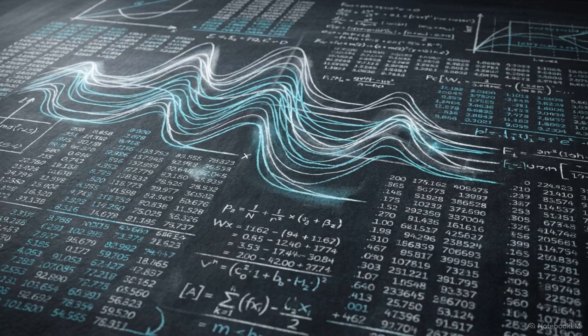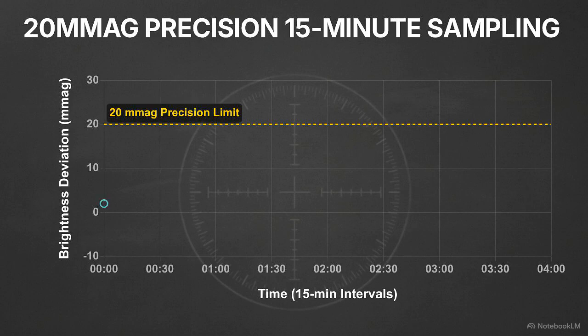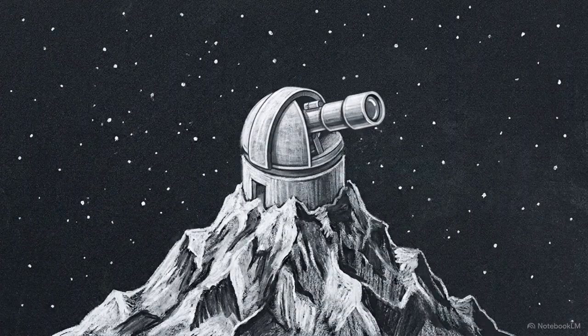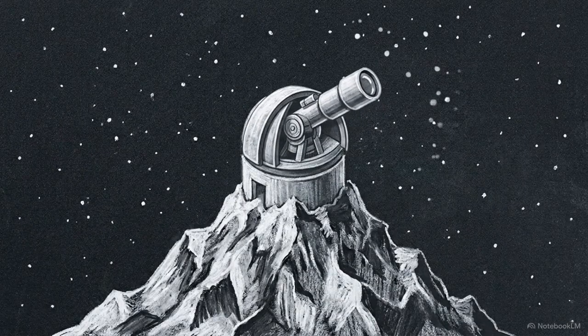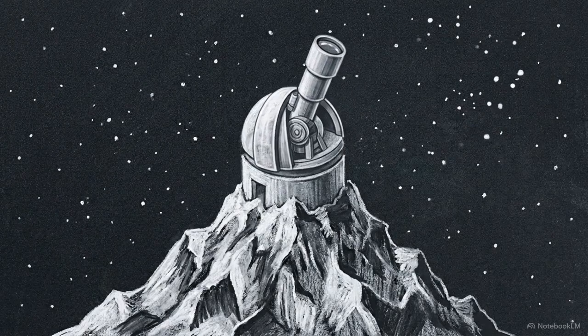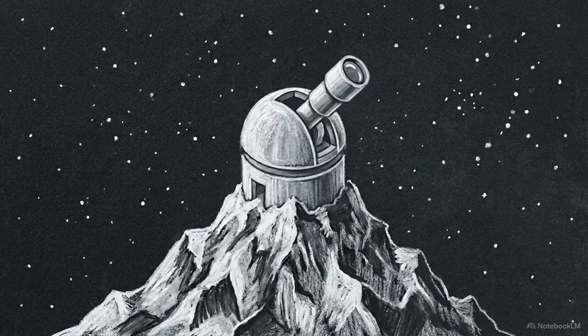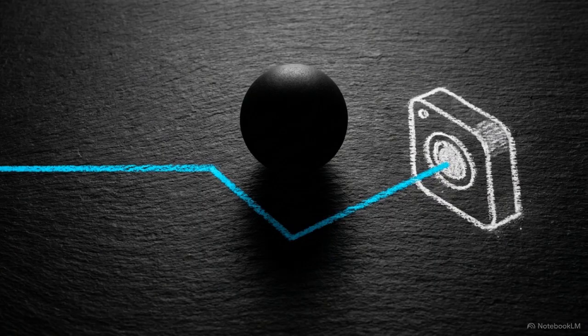Detecting the anomaly produced by that exomoon requires immense observational discipline, demanding visual photometric precision down to 20 millimagnitudes, with sampling rates of 1 frame every 15 minutes. Tracking these miniature fluctuations pushes our instruments to their absolute limits, serving as the ultimate test of our ability to decode space-time geometry.